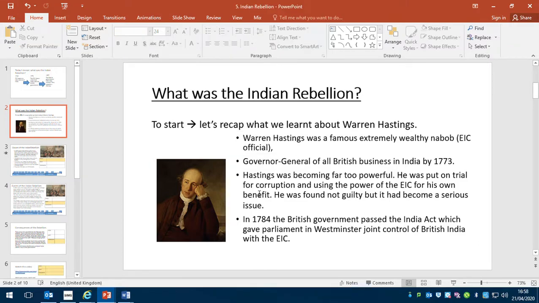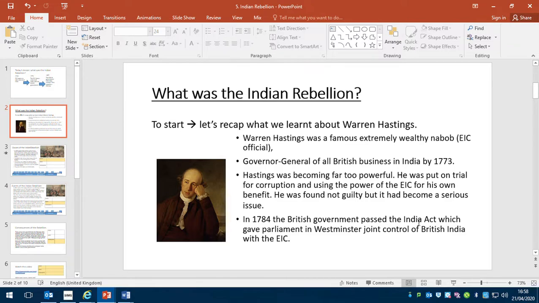Back in London, in Westminster, people thought that Hastings was becoming too powerful. So he was put on trial for corruption, as people thought he was using the power of the East India Company for his own benefit. He was taking the money, becoming more powerful, more wealthy, and stronger as a result of it. He was found not guilty. The court saw that he was innocent, but people did not trust him. This meant that the British government started to take more and more control of India.